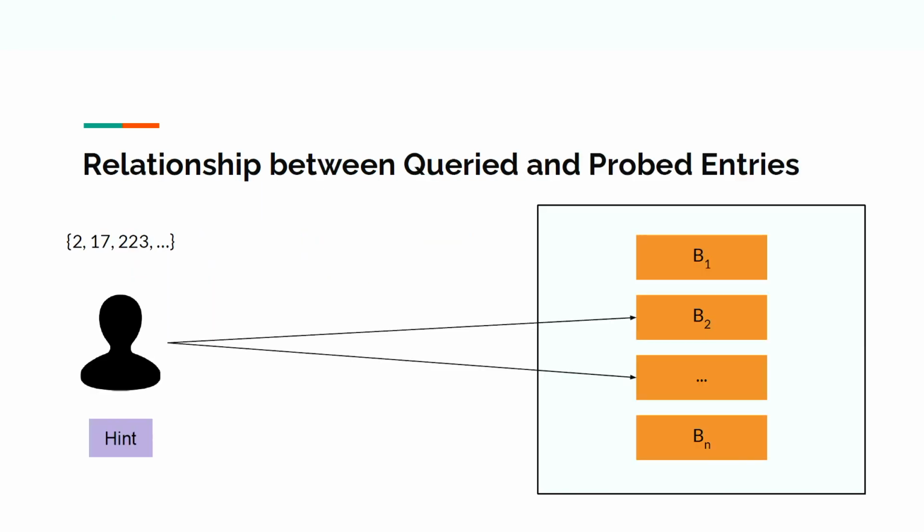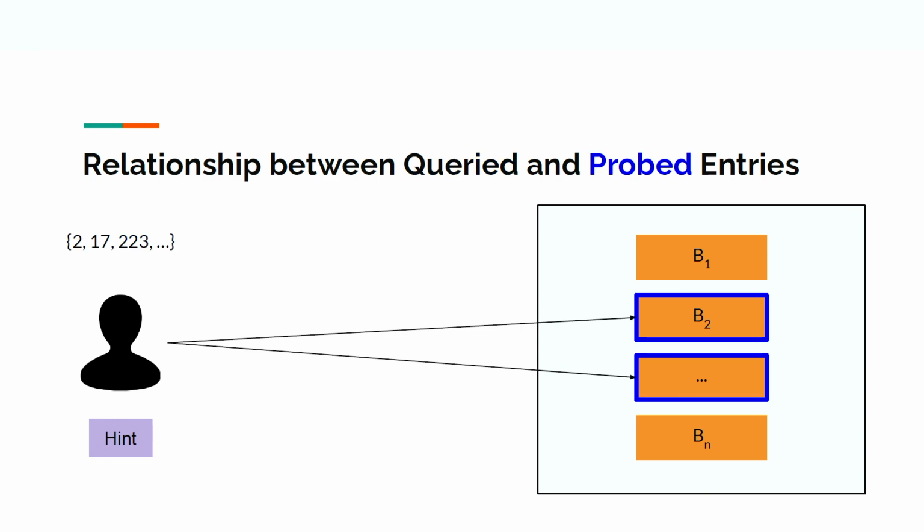All right, so what we want to do is develop a relationship between queried and probed entries. So what is a queried entry? Well, these are the queried entries. Essentially, these are the entries that you're given in your batch of queries that the user wants to retrieve.